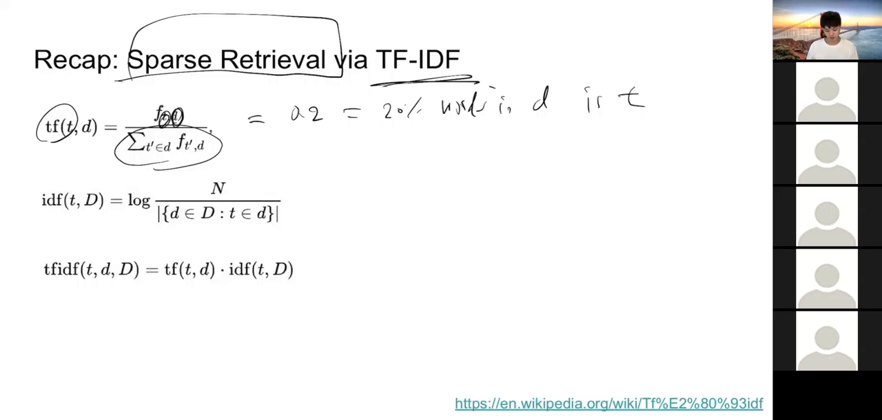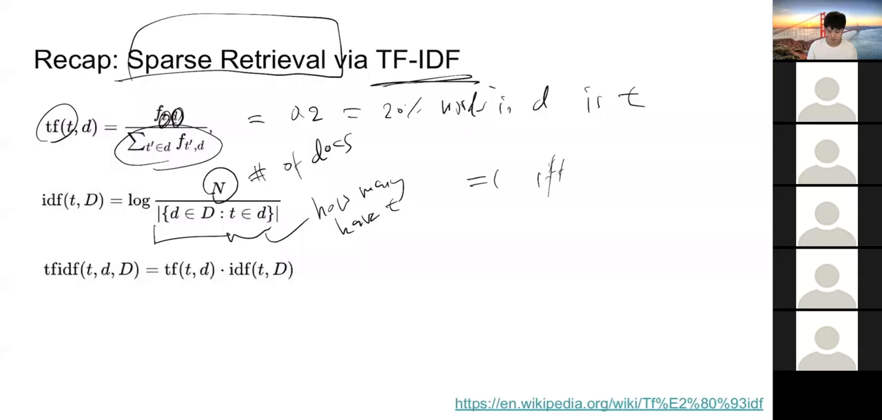IDF is inverse document frequency, and basically what they're trying to compute is that N is the number of documents, and you're computing how many documents have the term T. So this will be one if T is everywhere. What if this is one? Then this becomes one, so log of one becomes zero. That means the TF-IDF score will be zero, so it will be a very low weight. So if a term occurs a lot, then its importance is very low. It's the information theoretic point of view, right? If you have really common information, then probably that information's value is not high. But that information's value is high if the term is very infrequent or very rare.